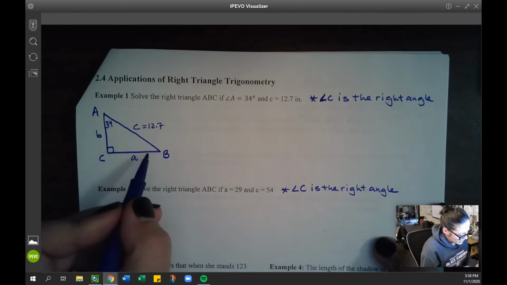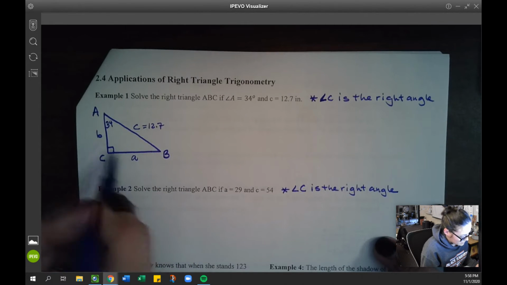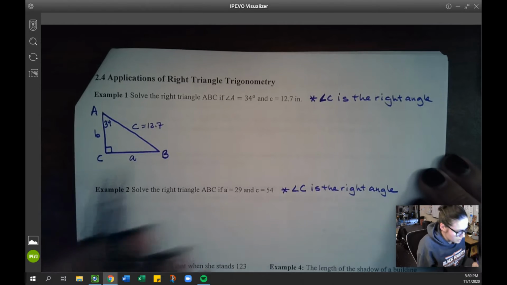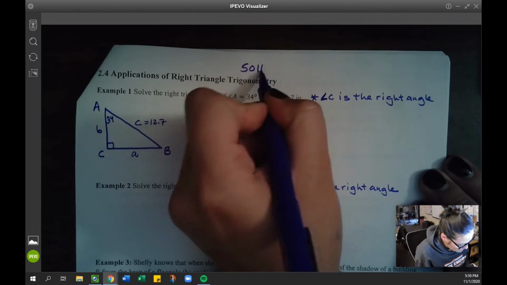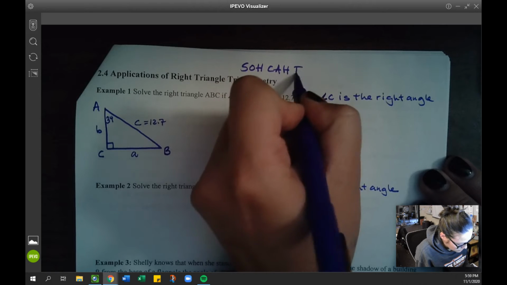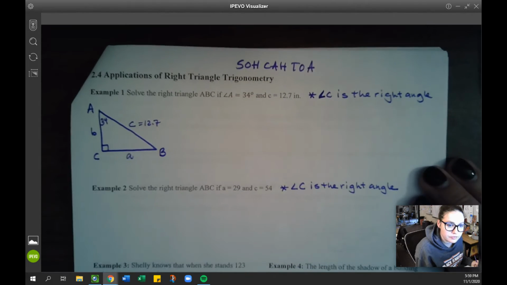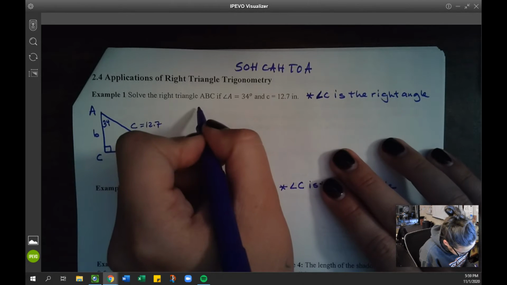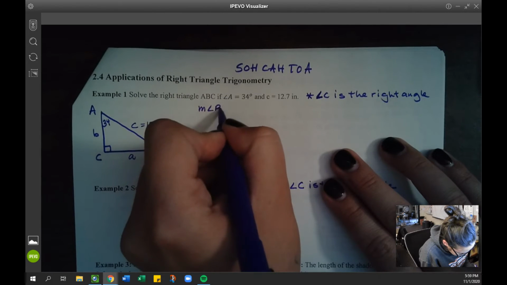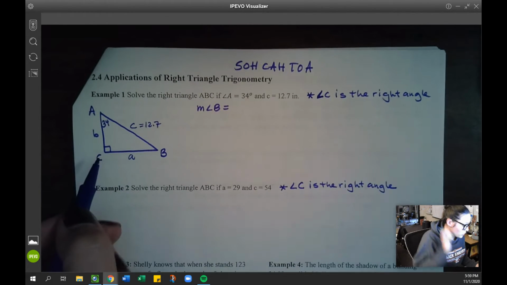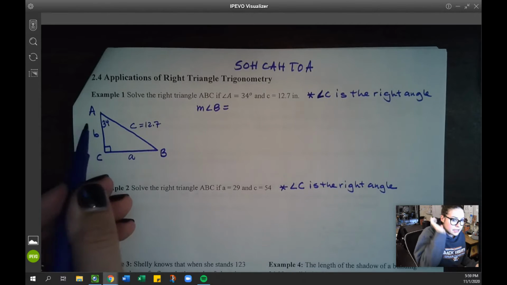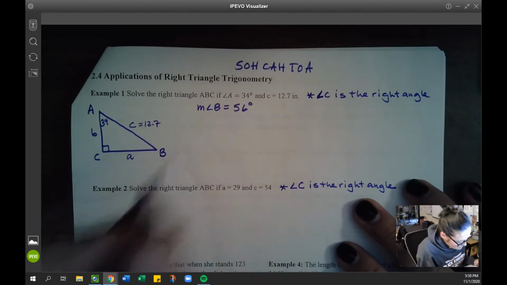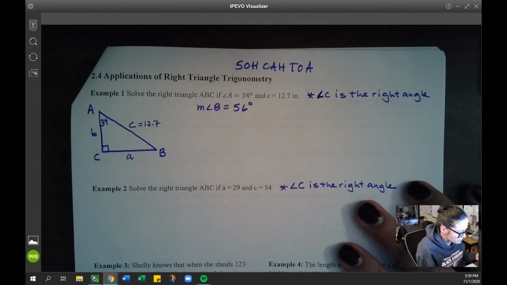So I have to find angle B and side lengths a and b, and we are going to use what we know about SOHCAHTOA to do that. So first of all, the measure of angle B is just going to be 180 minus 90 minus 34, which gives us 56 degrees. So that's done.